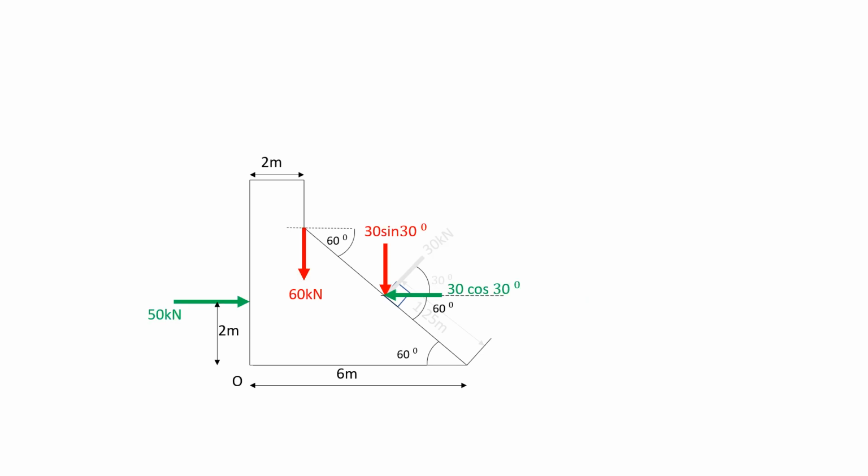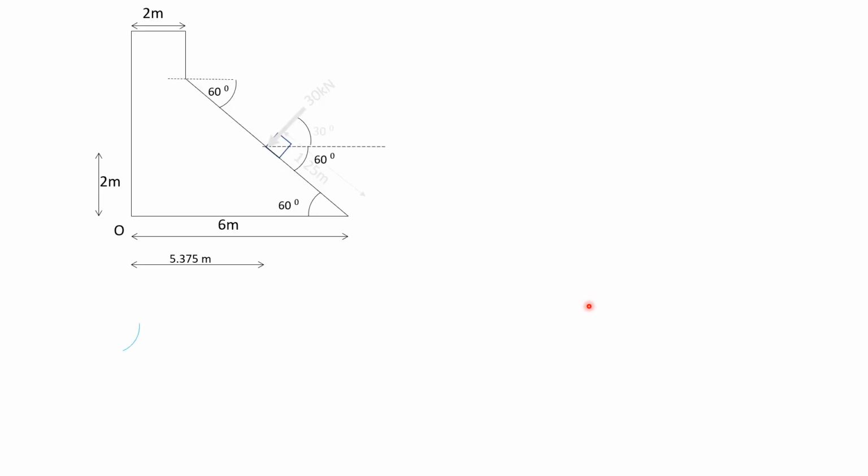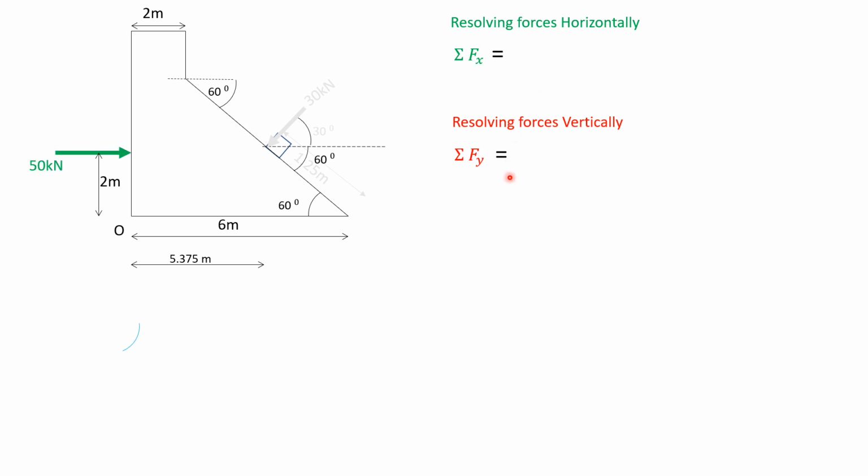Now, resolving forces horizontally and vertically, summation Fx and summation Fy. First, 50 kN force. This is directed towards positive x-axis, so 50 positive, and this force 30 cos 30 degrees is directed towards negative x-axis, so minus. Now, calculating all this, we get summation Fx value.